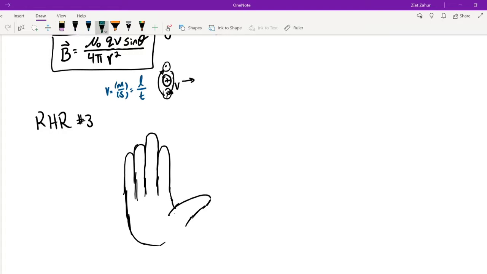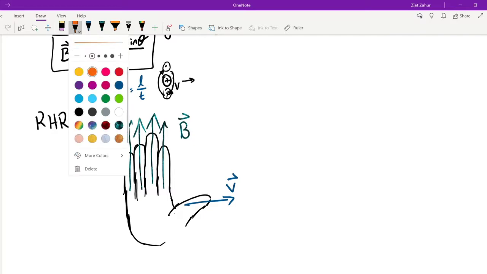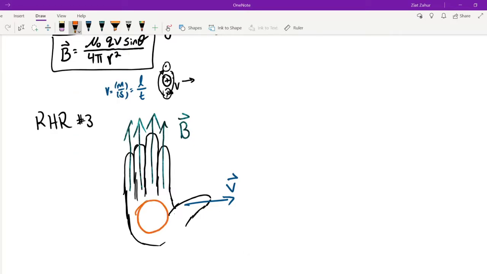All right. So magnetic field is still upwards. And the velocity is now to the right. And of course our force is coming out of the palm. The Buddhist palm technique.